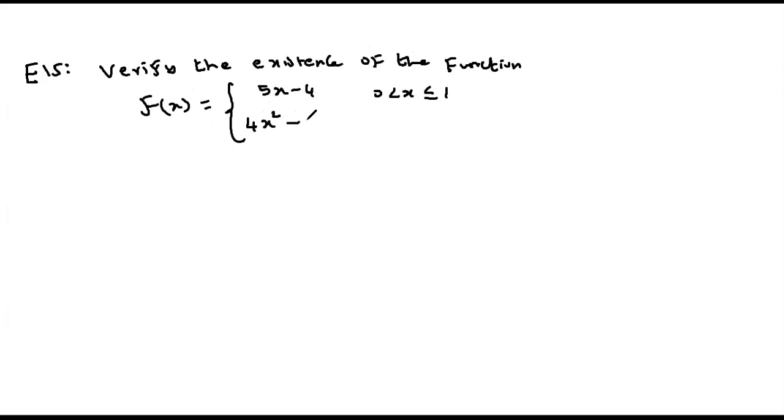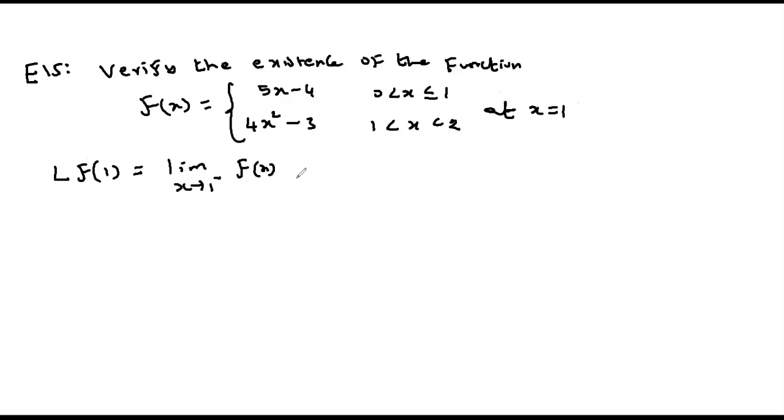4x square minus 3 if 1 less than x less than 2. At x is equal to 1 you are going to check. Okay? At x is equal to 1. Understand பண்றீங்களா? So first வந்து what is L of f of 1? That is limit x tends to 1 minus of f of x.